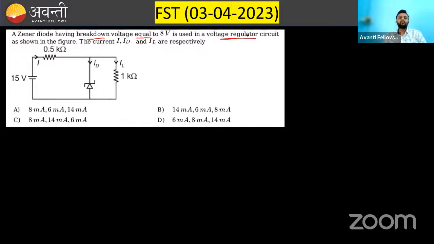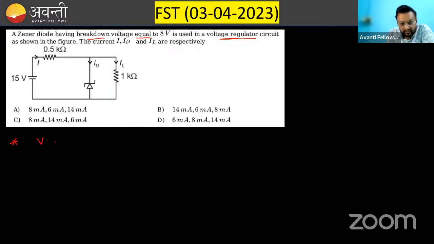Whenever a Zener diode is used as a voltage regulator, there are certain things, and the same question always comes. What should you learn in that? One thing, or the first important point. What is the first important point?